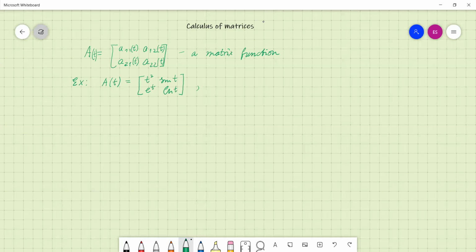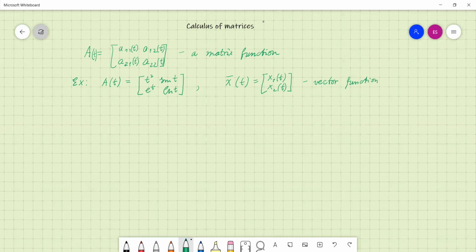We also can have vector functions. Remember that we can have vectors. Vectors are kind of short matrices, right? A vector function x of t is going to be some vector. For example, for 2 by 2, it's going to consist of 2 entries, x1 and x2, and they're going to depend on t, and they can be known or unknown. That's a vector function.